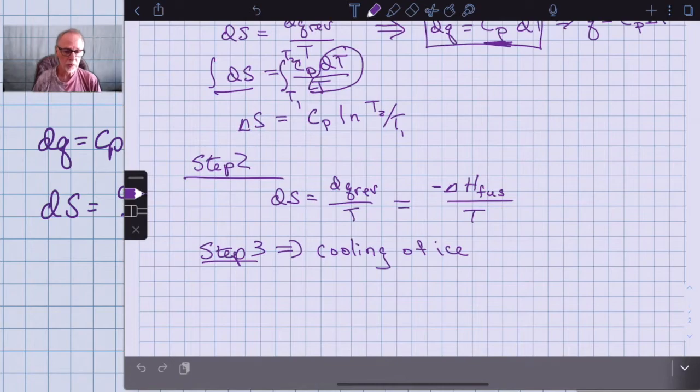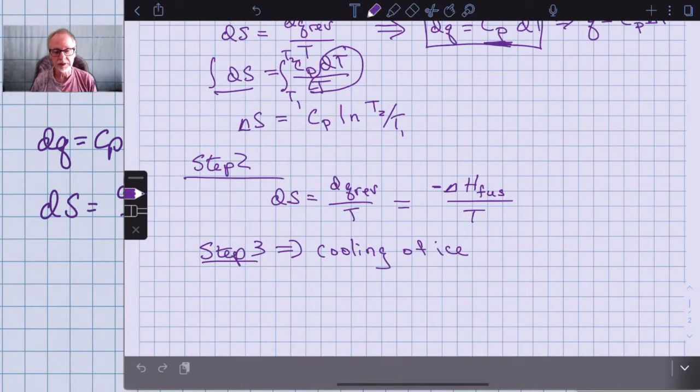Okay, so we're in step 3 now, the last step of our 3-step process to calculate the entropy change for the freezing of supercooled water. We have gone through step 1, where we heated the liquid water to 0 degrees, step 2, where we froze the liquid water to ice, and now we're going to take that ice and cool it back down to -5 degrees. So we need to calculate delta S for that process.